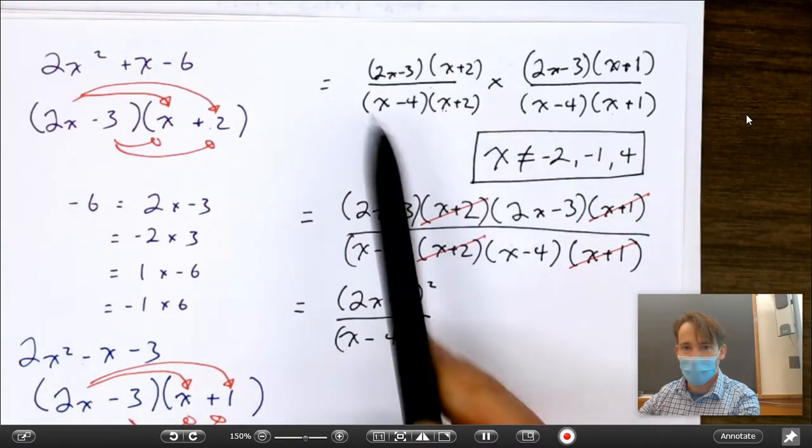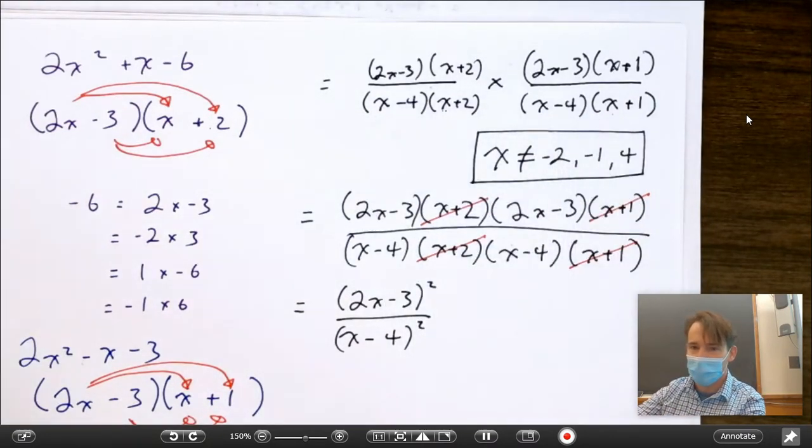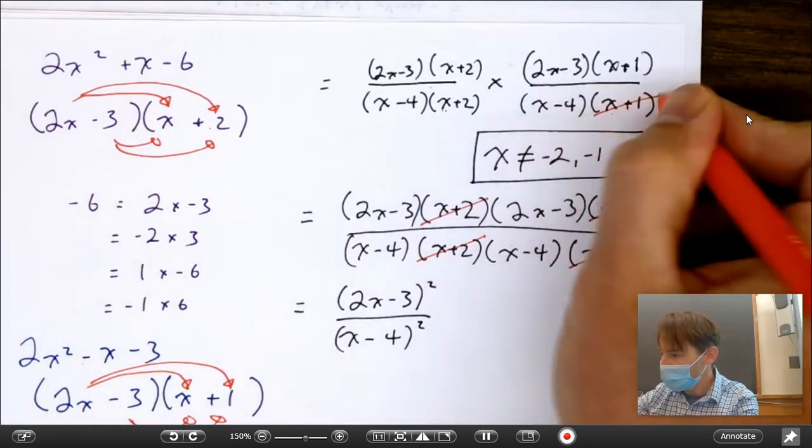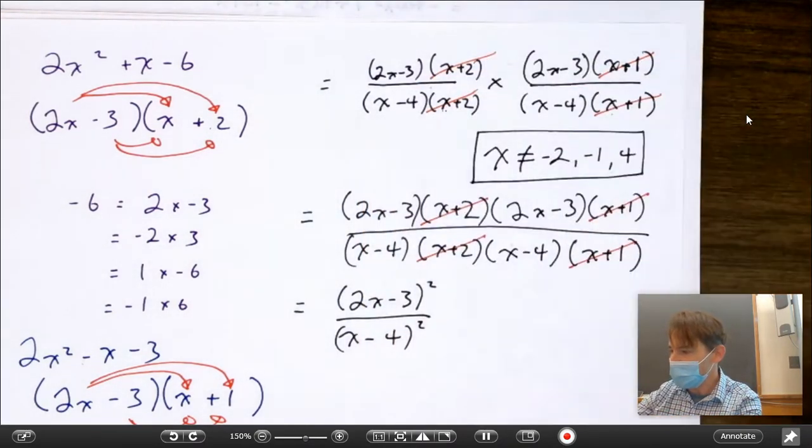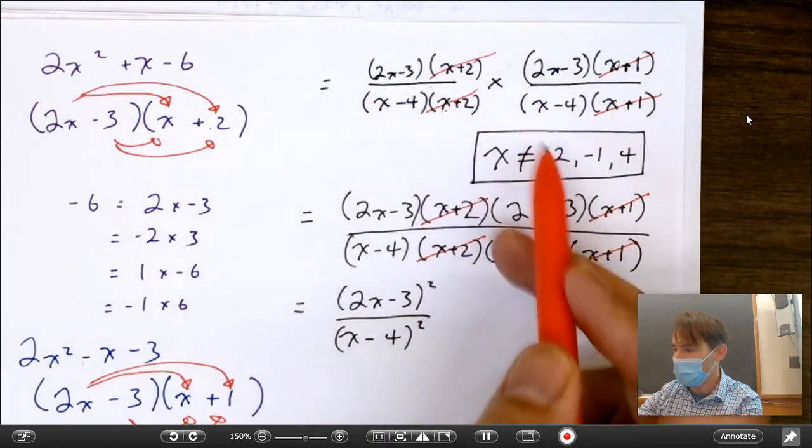Now, I would prefer to do my canceling up here. It saves me some writing. And I just noticed that if things are on the bottom and if things are on the top, that I can cancel them, and then I can bring these together.